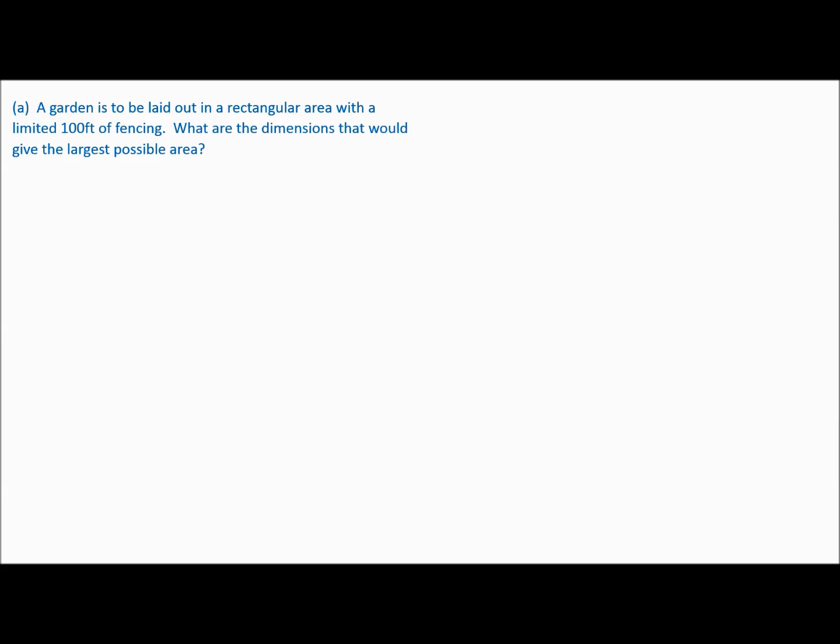All right, so we have a garden laid out in a rectangular area. One of the guidelines should have said draw a picture. Now, the last two problems we had, we certainly couldn't draw a picture to represent that information, but this one we can. So I have a rectangular garden, so clearly I need to draw a rectangle. I have 100 feet of fencing, so all the way around this guy is 100 feet. This is what are the dimensions that will give the largest possible area.